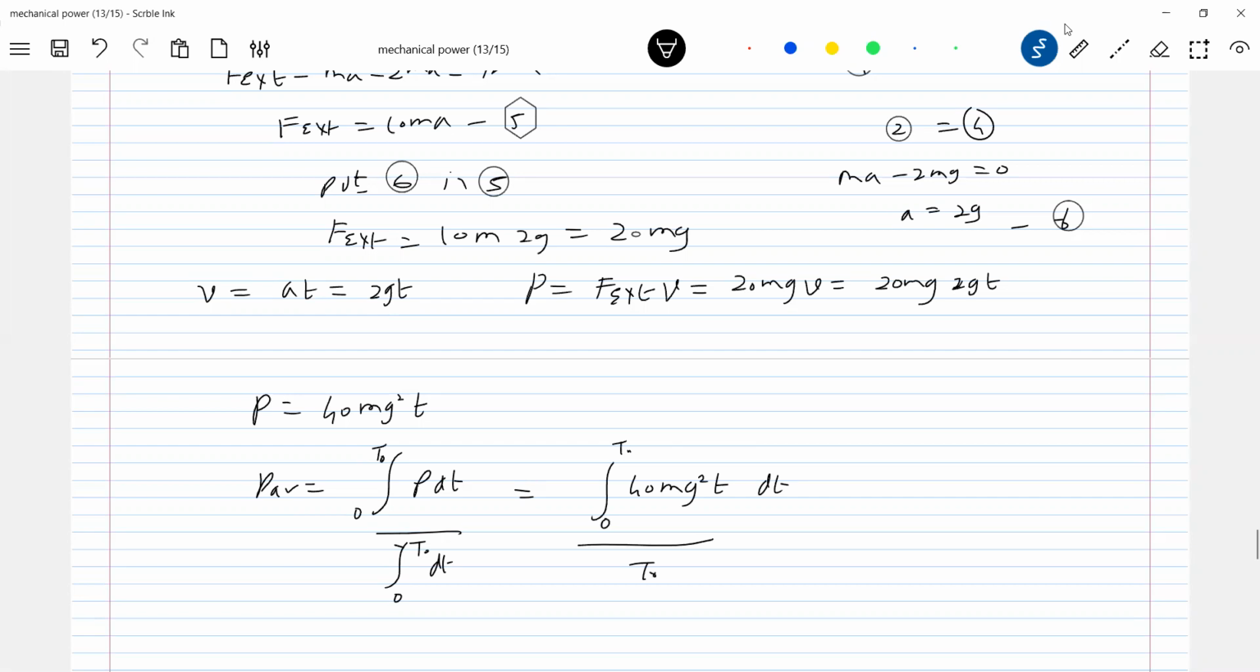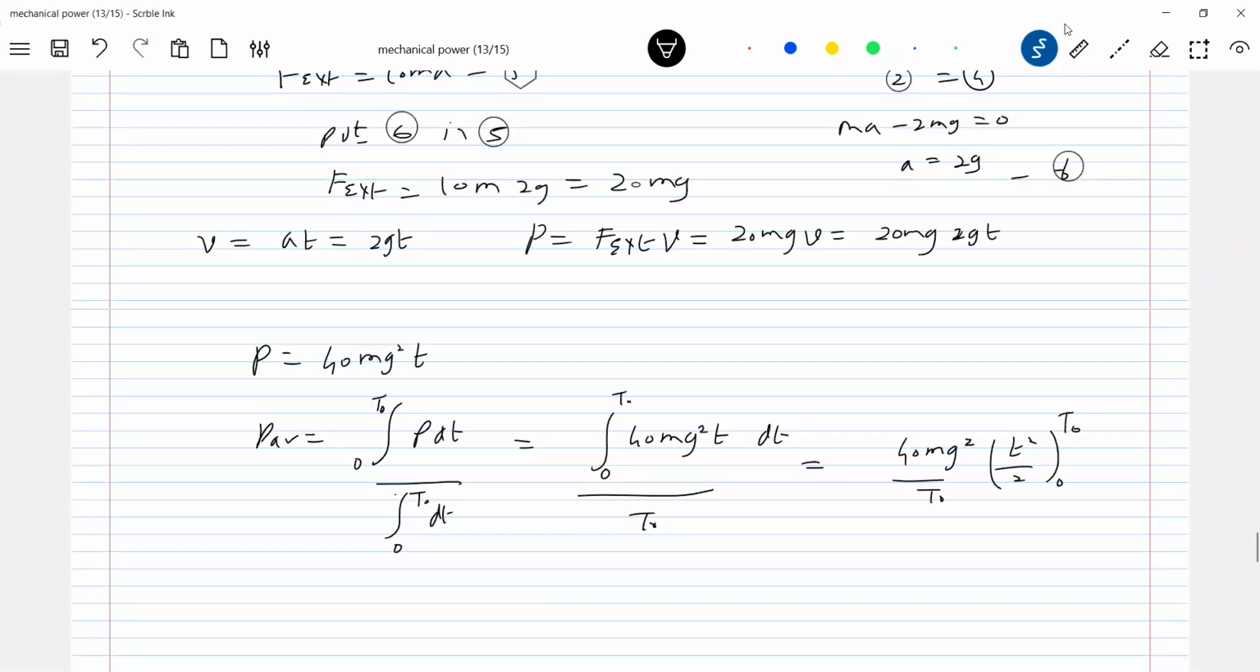The integral of t dt will be t squared by 2. Substituting the upper limit t naught, we get this. So the simplification of this will be 40 mg squared. So what is the average power? g squared, I think 20 it will come. 20 mg squared t naught. This is the average power delivered in this interval.